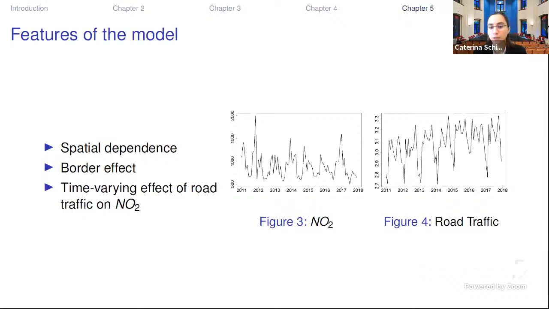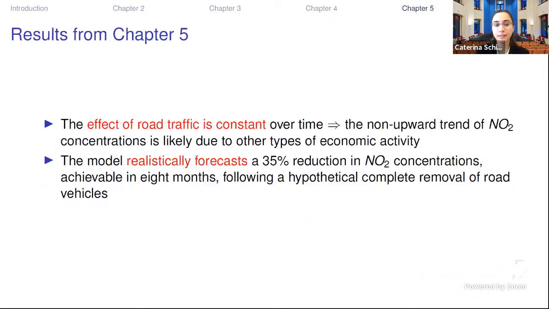So this raises the question: is it because maybe vehicles have become more environmentally friendly and therefore their effect on NO2 emissions has decreased over time? This is also a question that can be answered with this econometric model. However, we do not find any evidence for this. So it seems like the fact that NO2 concentrations do not show an upward trend is probably due to the fact that other types of economic activities that are responsible for NO2 emissions have become more environmentally friendly.